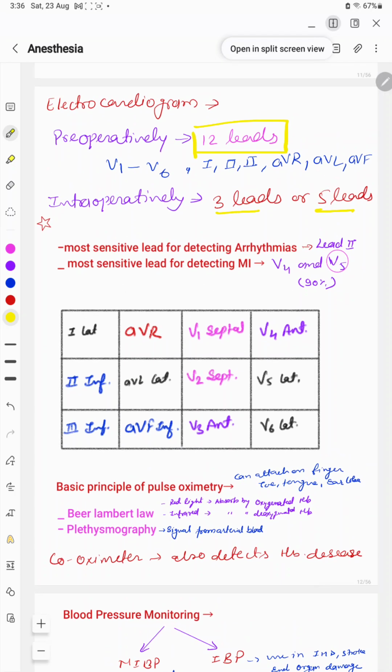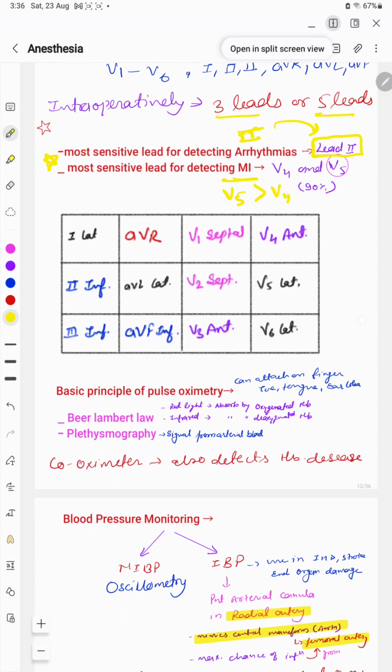Now this is important: which lead is the most sensitive to detect arrhythmia? You can remember double R, like you can do like this, and again it becomes lead 2. And the most sensitive lead for detecting MI is V4 and V5, but V5 is more sensitive than V4. If both are in the options, you will choose V5.